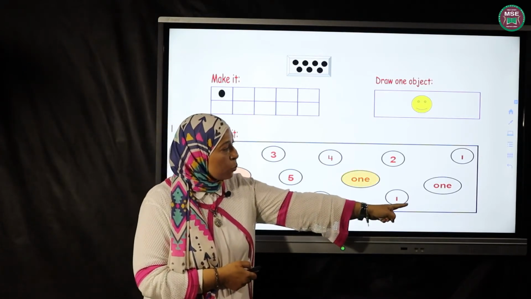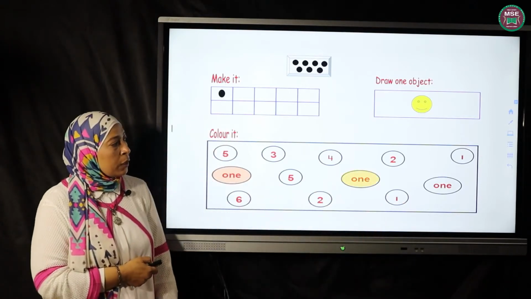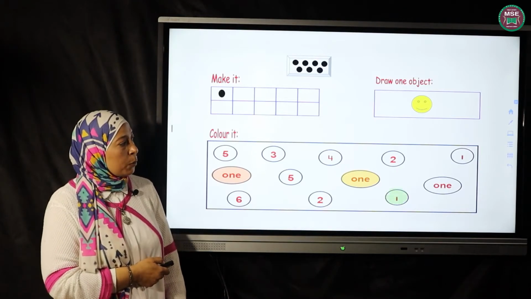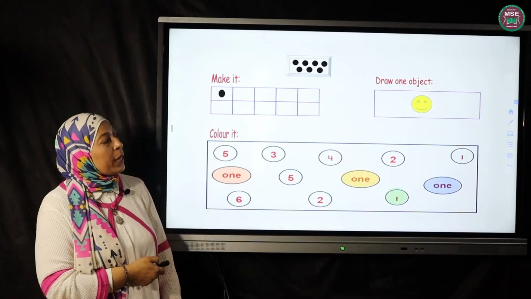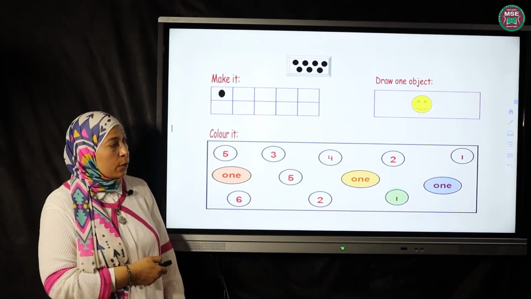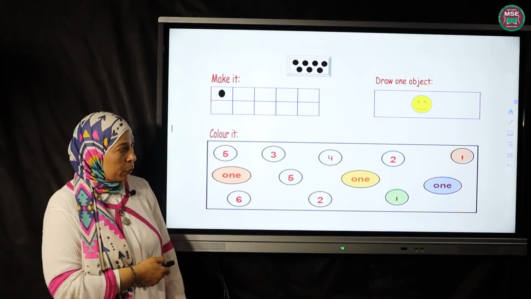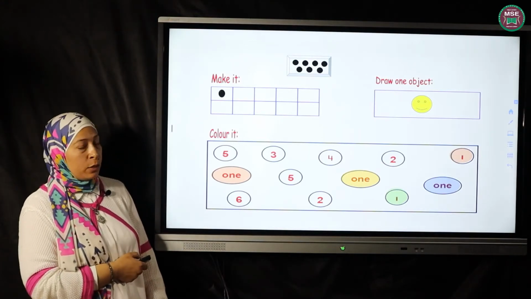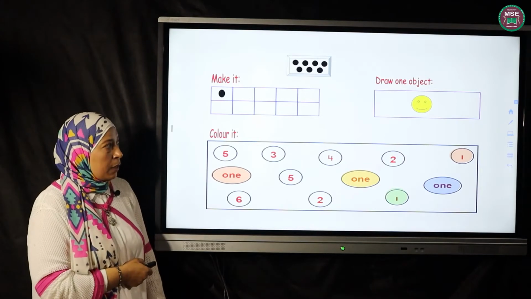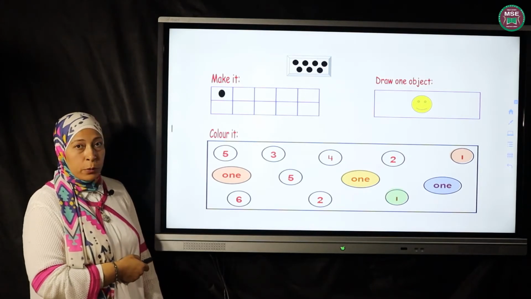Okay, what about the next one? Yes, it's number 1. We can color it also. Okay, and what do we have up there? Yes, it's number 1, so we're going to color it. Do you have any more one? No, we don't have any more. So that's it. Okay, this is for number 1 now.